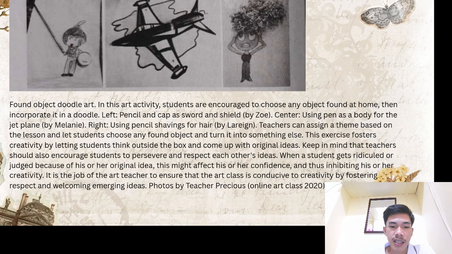On this side, we can see an example of creativity. This activity encouraged students to use ordinary objects found at home and turn them into a creative artwork. Instead of using these objects in their usual way, students imagine them as something different. For example, a pencil becomes a sword, a bottle cap becomes a shield, a pen becomes the body of a jet airplane, and pencil shavings become a person's hair. This activity develops imagination, creativity, and critical thinking, because students learn to see different possibilities in every object.